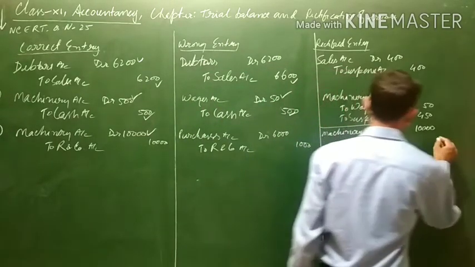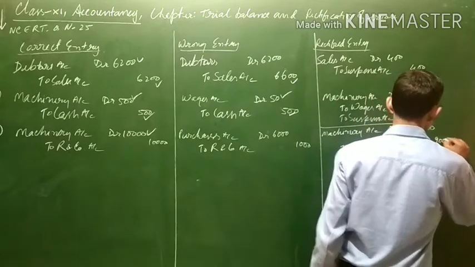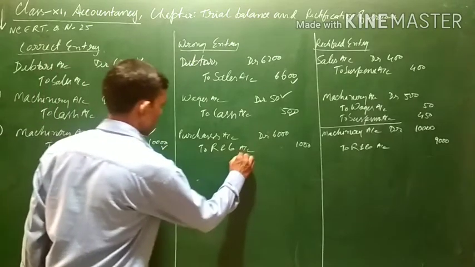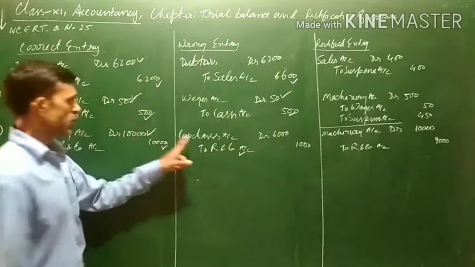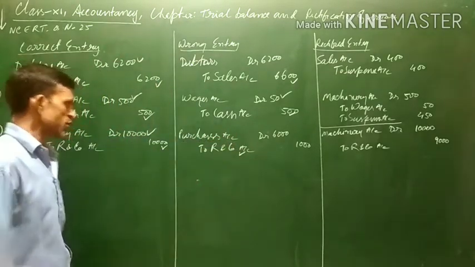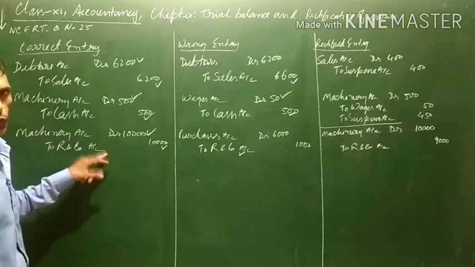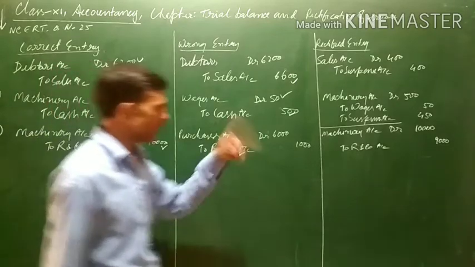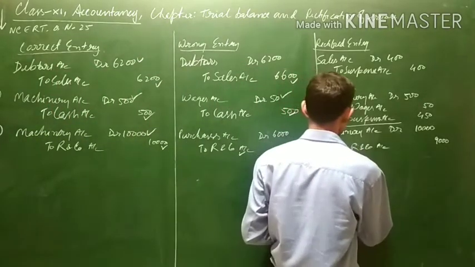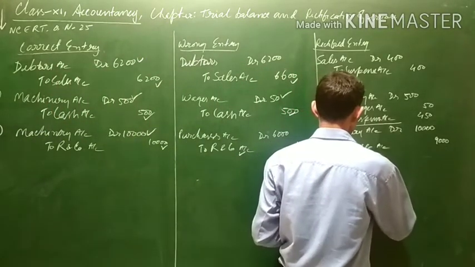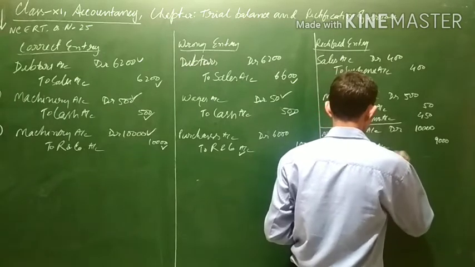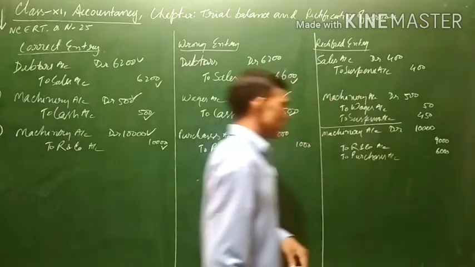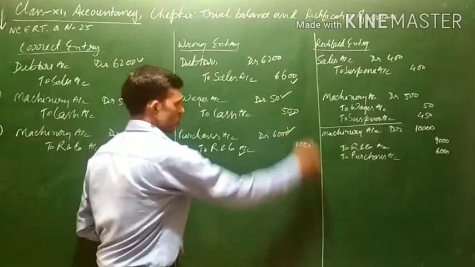To R&R company account, 9,000 more credit should be given. Now this entry is over, R&R company. The left is purchase account, which has been debited with 6,000. As you know, there is no need for purchase account to be debited. So we have to cancel this by crediting purchases account. To purchases account 6,000. Now this is also over.